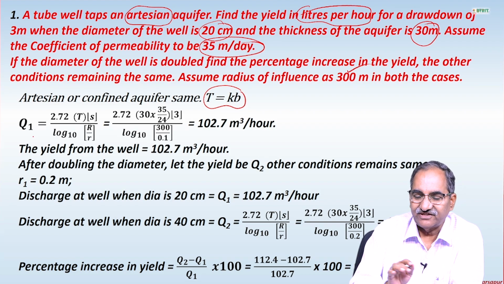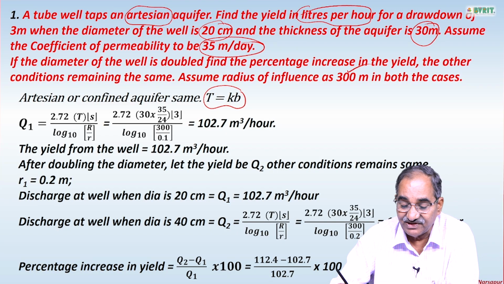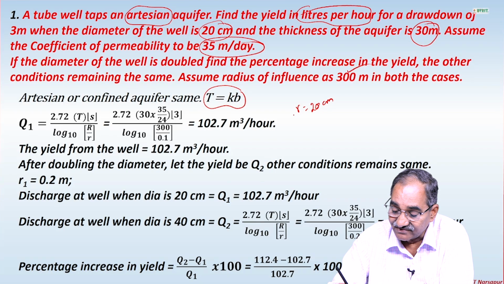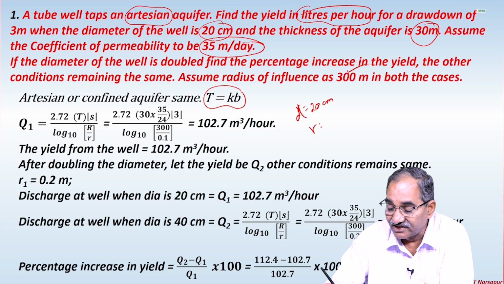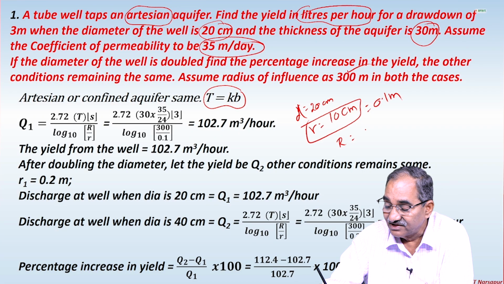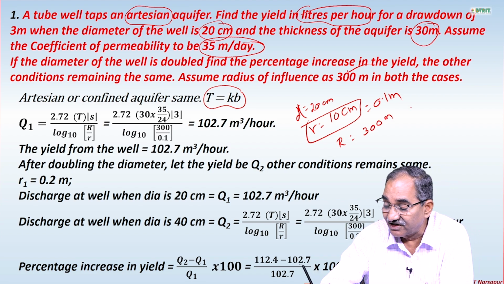So Q1, the first part, I will take it. The radius of the well is equal to how much? 20 centimeter is the diameter. So what is the radius of the well? It is 10 centimeter, so it is 0.1 meter. That is fine. Next, R is equal to 300 meter, he has given already. Then what is T equal to?